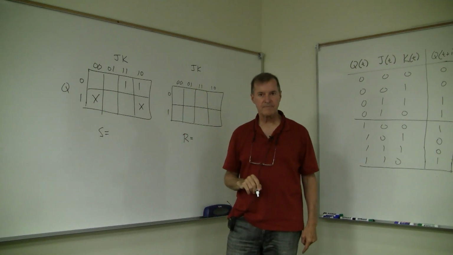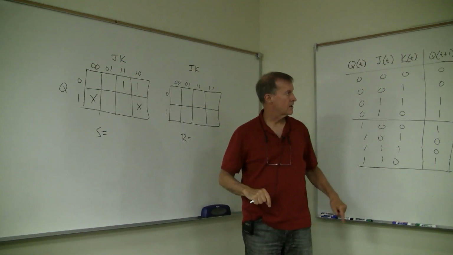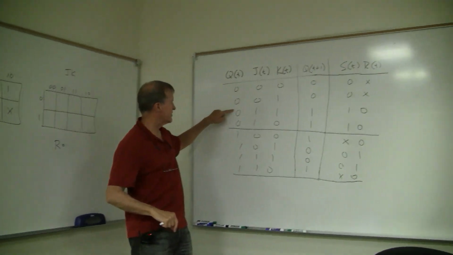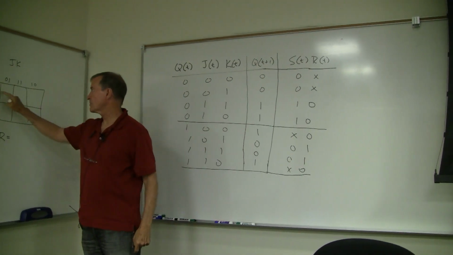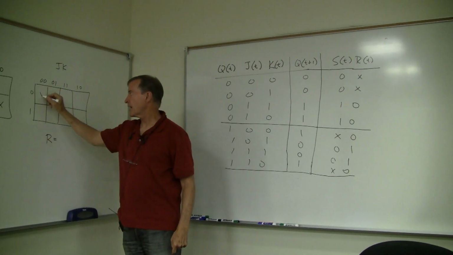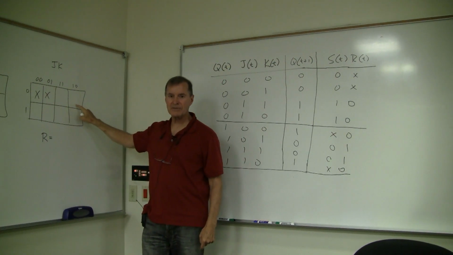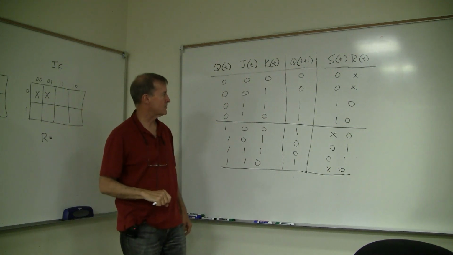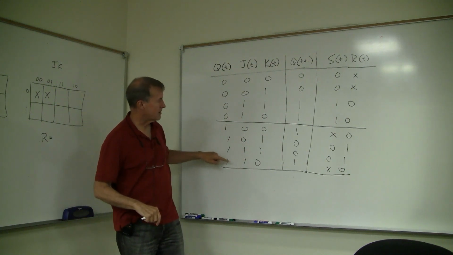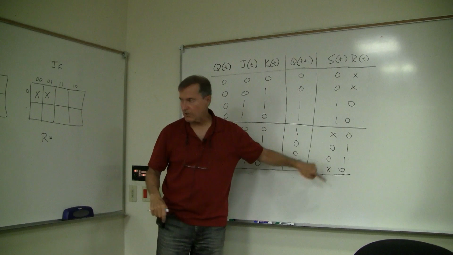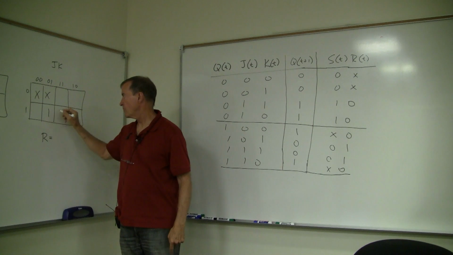Are we good? Let's transfer the ones over for R. When Q is 0, R is X, X, 0, 0. Now, don't ever write the zeros down on your Karnaugh map. It gets way too crowded. And when Q is 1, R is 0, 1, 1, 0.